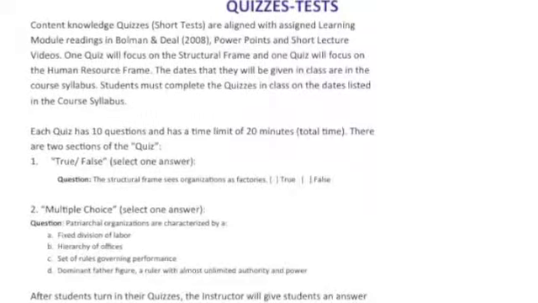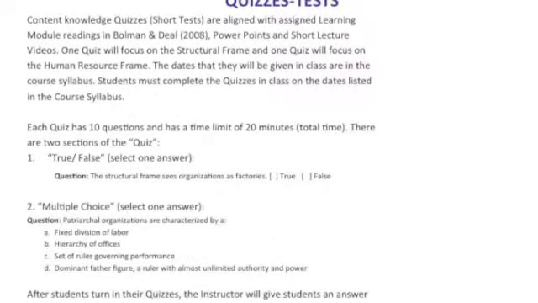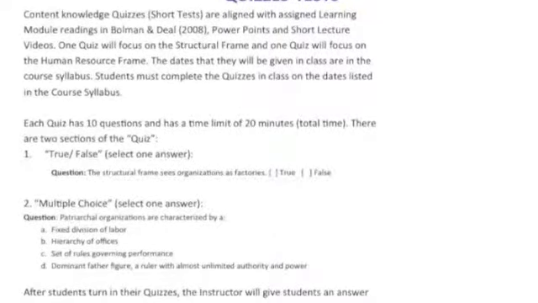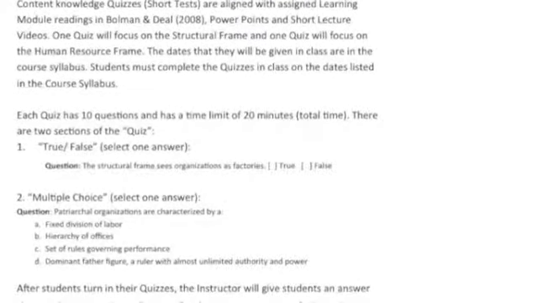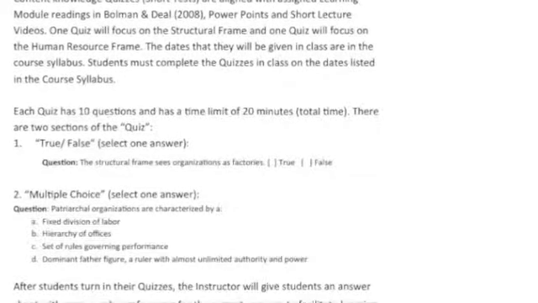Students will be given 2 quizzes, or short tests. Content knowledge quizzes are aligned with assigned learning module readings in Bowman and Deal, PowerPoints, and short lecture videos. One quiz will focus on the structural frame, and one quiz will focus on the human resource frame. The dates that these will be given in class are in the course syllabus. Students must complete the quizzes in class on the dates listed in the course syllabus.